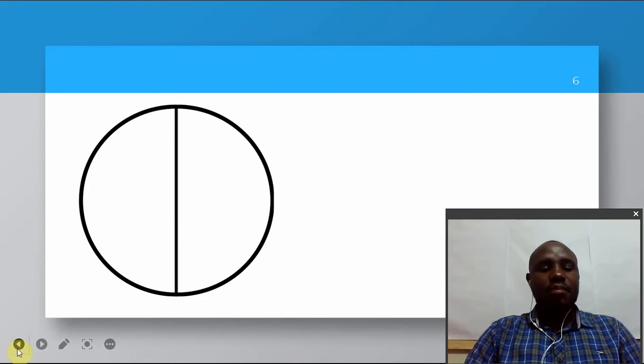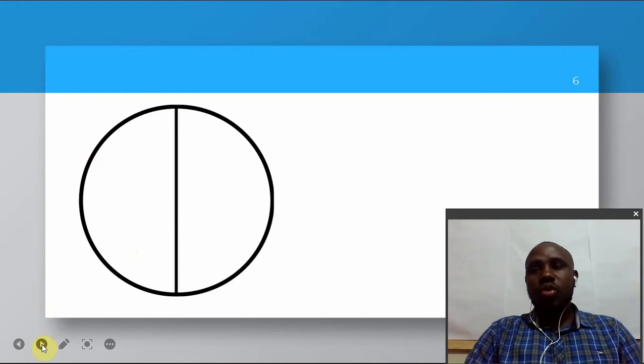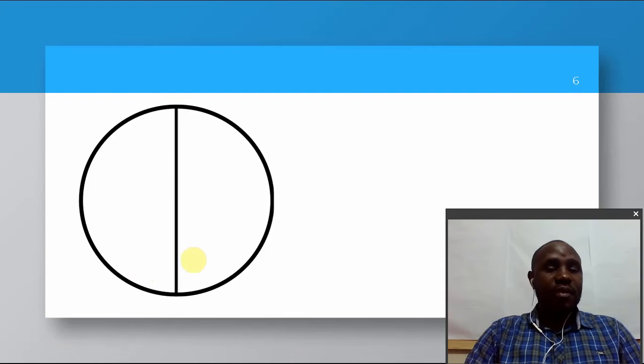Okay, let me do this again. At first, this is a whole circle, or it's a whole orange. As I have the whole orange, next, I'm going to divide it into two equal parts. When I divide it into equal parts, I have now two parts. I have the first one and I have the second one.